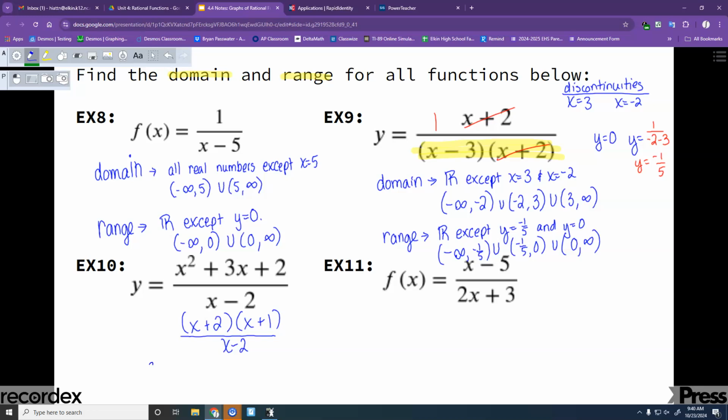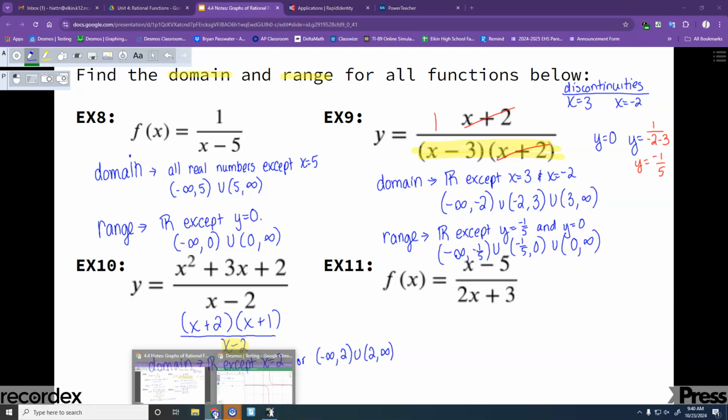So your domain is going to be all real numbers except x equals positive 2, because when we're looking for discontinuities, we're only looking at the bottom, right? Or that might be written negative infinity to 2 and 2 to infinity. And so if we look at the graph of this, we're going to look for our range.